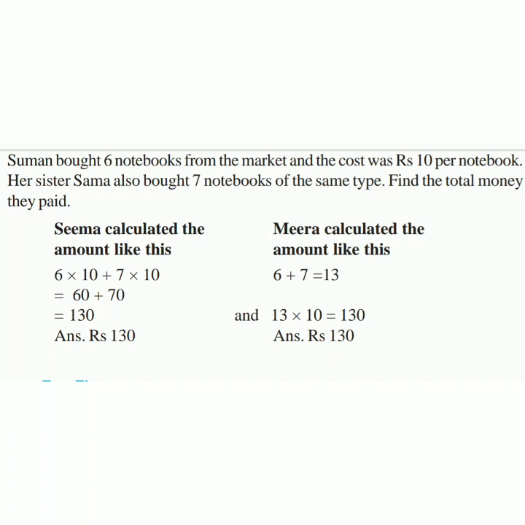What Suman is doing is calculating the amounts separately, then adding. But Meera is first adding the notebooks of both, then multiplying with the price. The answer is the same, but the way is different. So from this we came to know we could do the problem in many ways, but we cannot say every answer is right. Some answers will be right, some wrong. So if we have more than one operation, we have to use brackets. With the help of brackets, we have to perform the calculations.